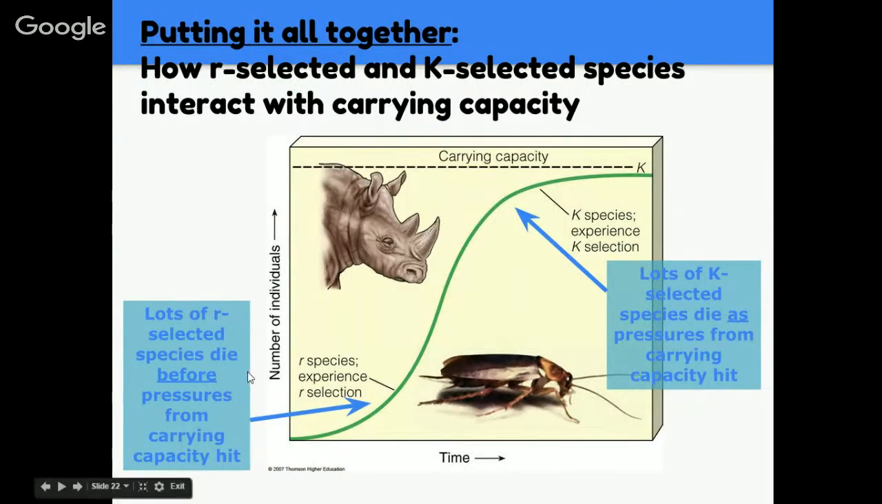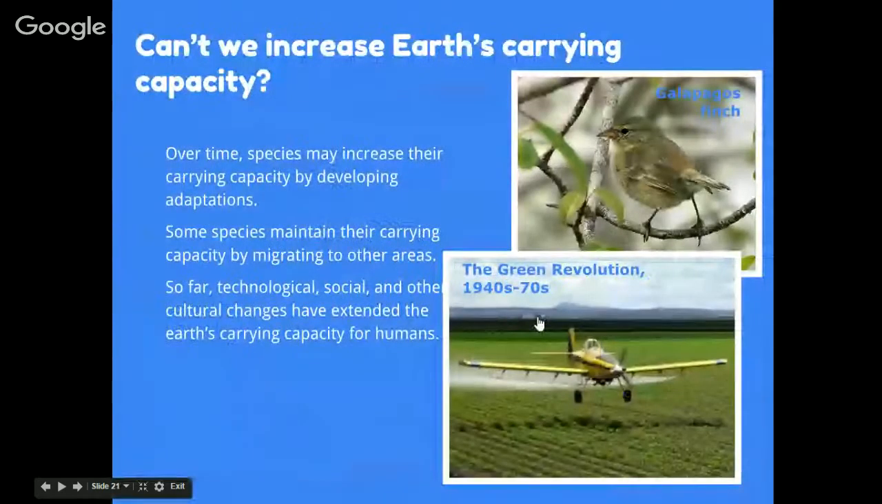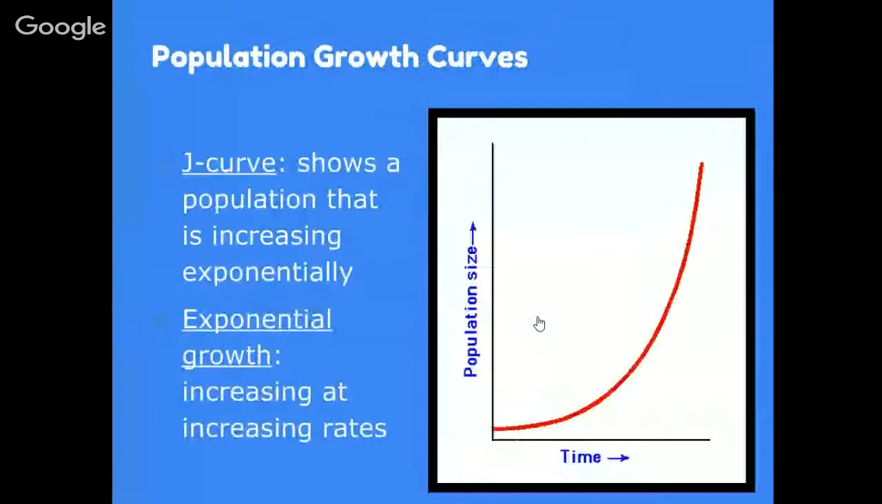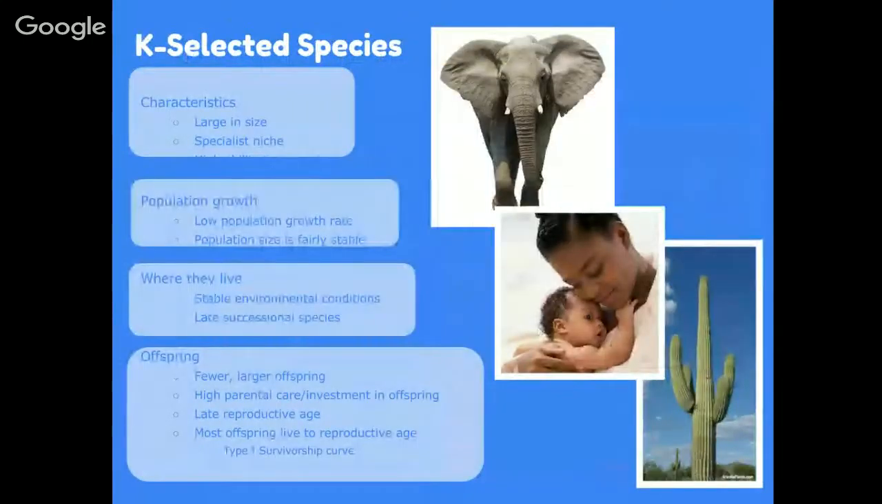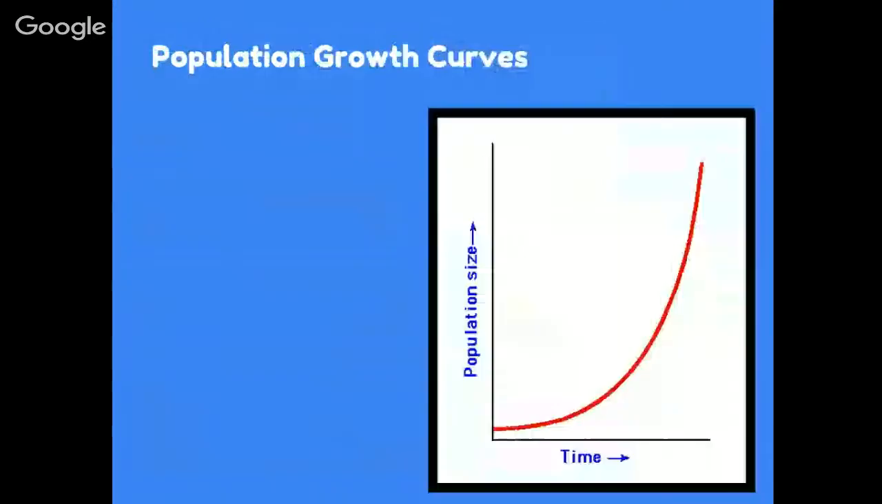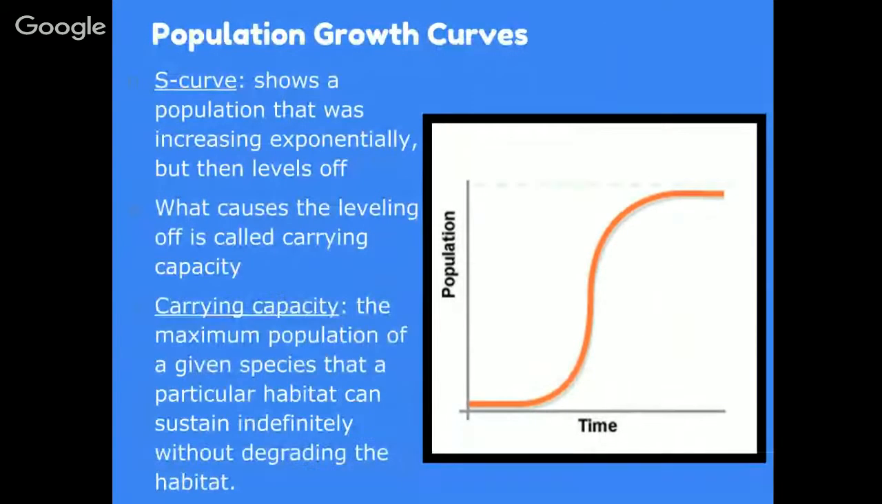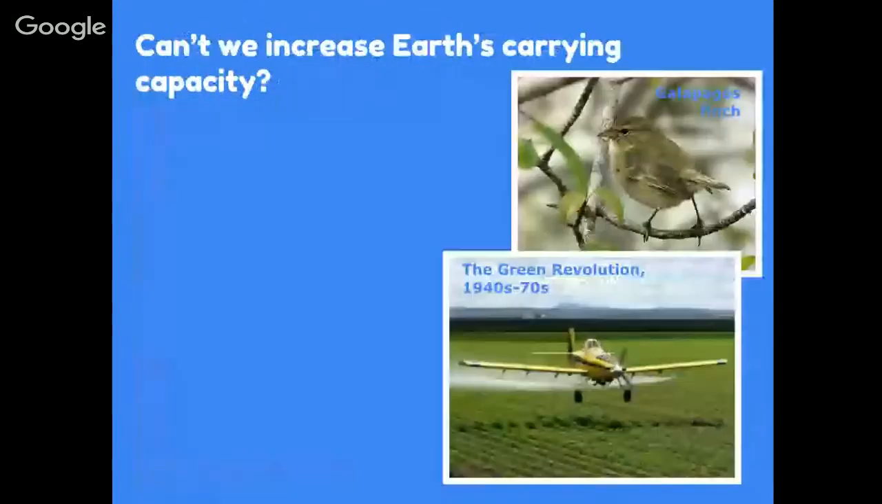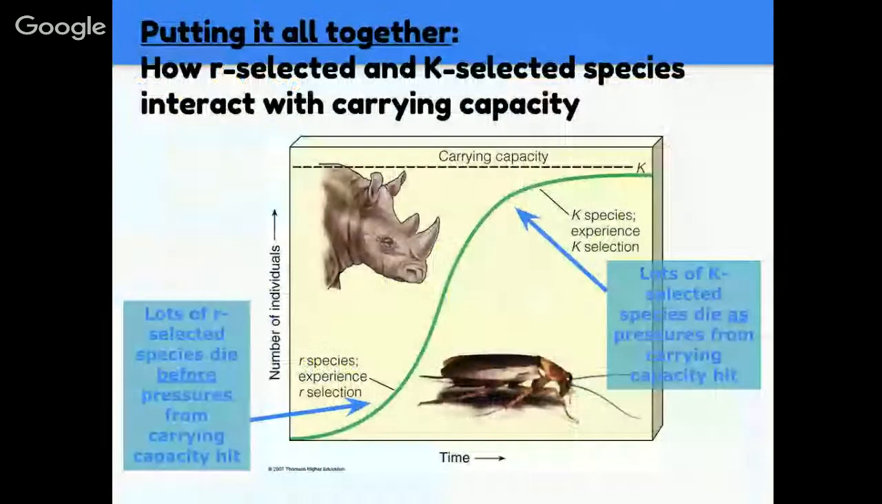So lots of R-selected species die before pressures from carrying capacity hit. So they would die around this point, but lots of K-selected species die as pressures from carrying capacity hit. So we're going to see more effects of carrying capacity on our K-selected species. Remember, these are the species that are larger, they're specialists, and they have generally a low population growth rate and fewer and larger offspring. So we will see them be more affected by our carrying capacity and limiting factors.